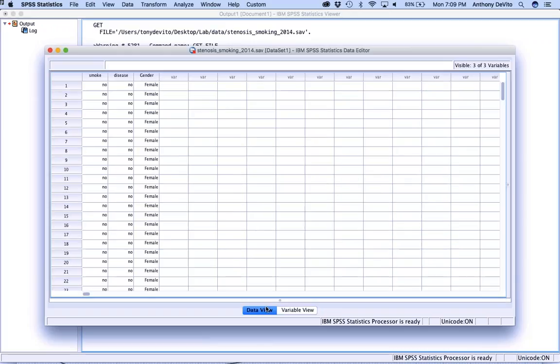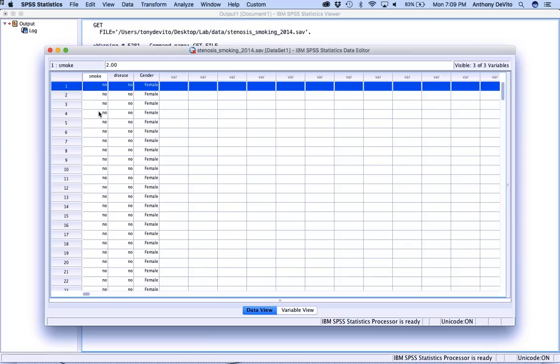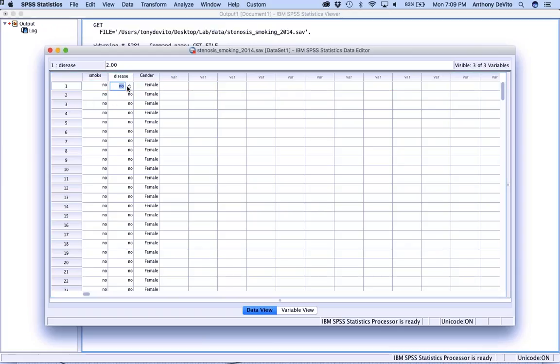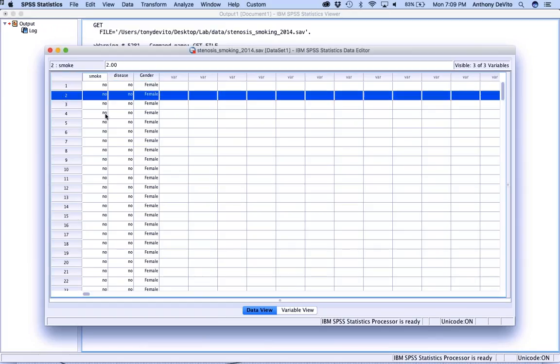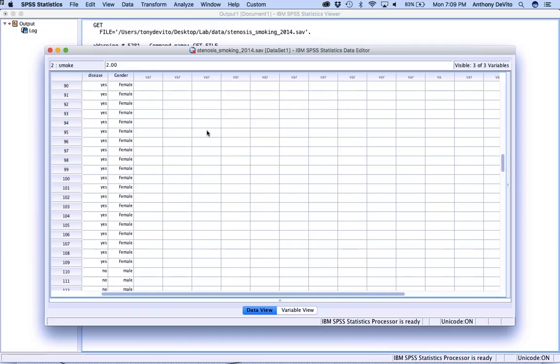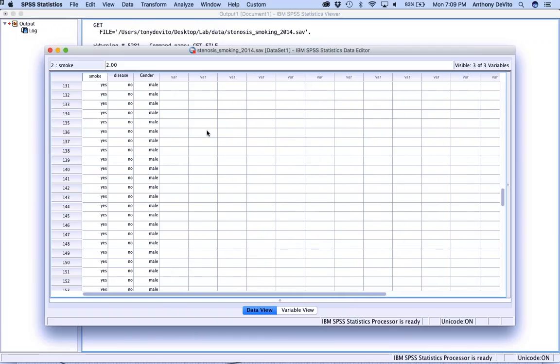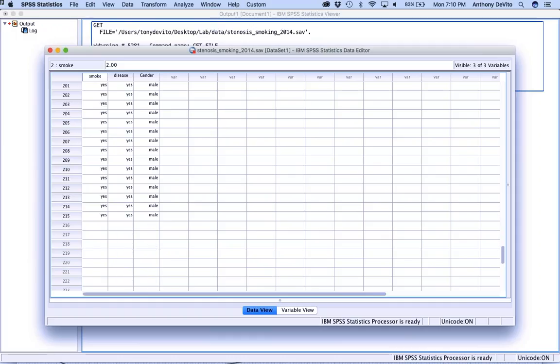So I go back to my data view. And if I want to organize this data, say, subject number 1 is a non-smoker, does not have aortic stenosis, and is female. Patient number 2 is so on and so forth. We could take a look at all of them individually. There are, how many subjects? There's 215 subjects.